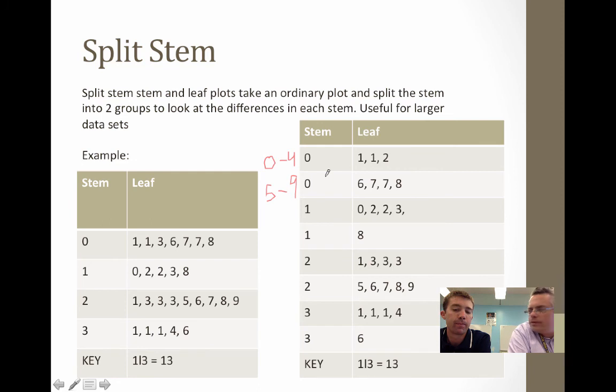You can split them several ways. You can split them into 5s. There's no real system. Usually splitting it around 5 is the most common way, but it also depends on your data. And the idea is to be able to see the characteristics of the graph better. Okay. All right.